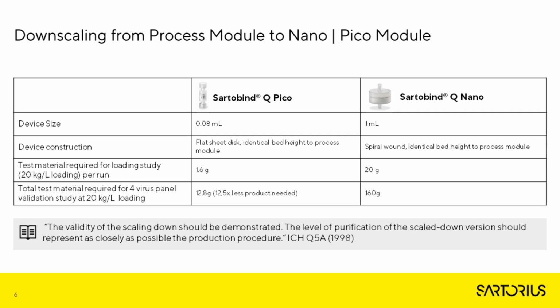The Pico device is in a flat sheet disk format, and it has identical bed height to the process module. The Nano is constructed from a spiral wound membrane and also has identical bed height to the process module.